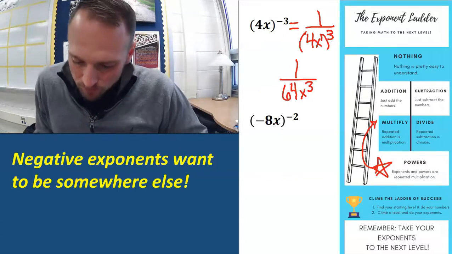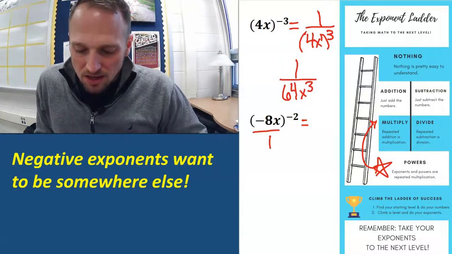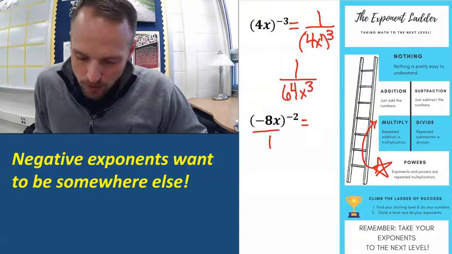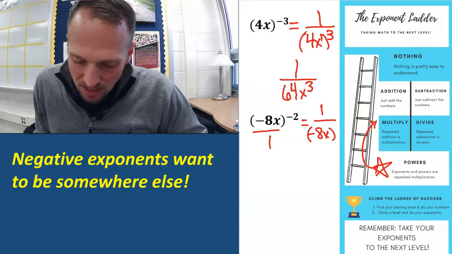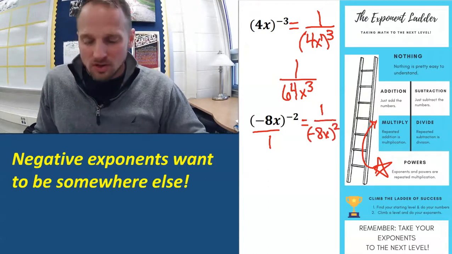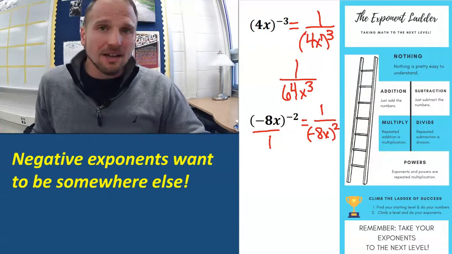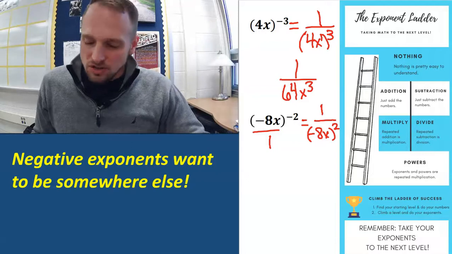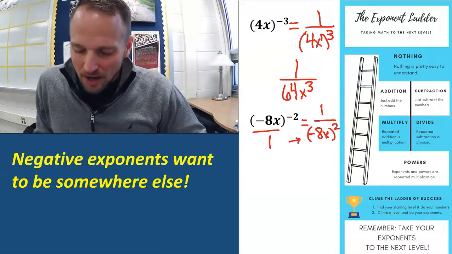Let's do this next one. Okay, all of this is being taken to the negative second power. So that's got to go from the top to the bottom, negative 8x, and we're going to change the exponent to a positive 2 since we changed its sides. Notice again, the 8 did not change. Only change the exponents.